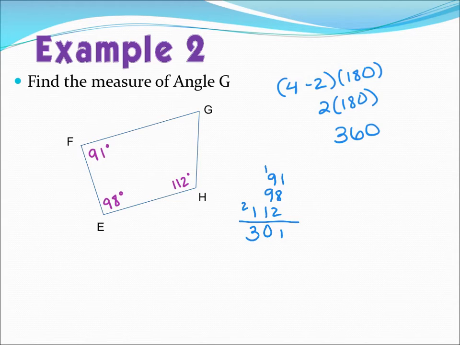And then do what? Good. Subtract it from the. So that missing angle should be 59 degrees. Where's your 4 from? Is because there's 4 sides. Yep. So that would be a quadrilateral with 4 sides. Good so far? Questions?